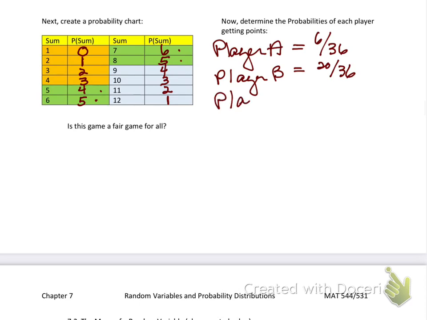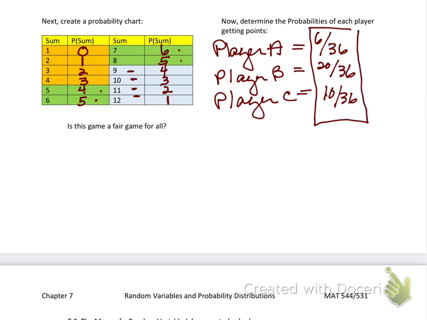How about player C? Player C gets a point if it's 9, 10, 11, or 12. So that's 9, 10, 11, 12. Add those up. 4, 7, 9, and one more is 10. So 10 out of 36 times. So this is therefore not a fair game. If it was a fair game, everyone would have the same chance, the same probability of getting a point. And that is not the case. So you would say this is not a fair game.